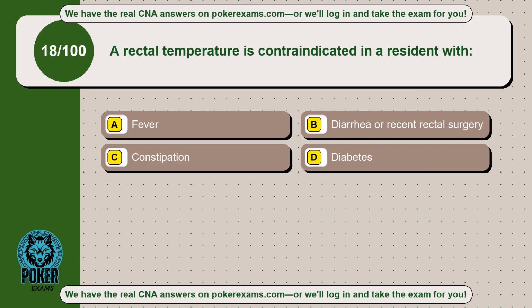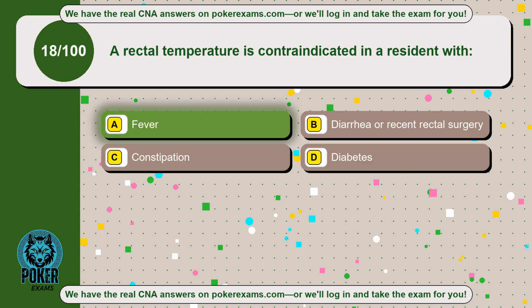Question 18. A rectal temperature is contraindicated in a resident with: Option A, fever. Option B, diarrhea or recent rectal surgery. Option C, constipation. Option D, diabetes.